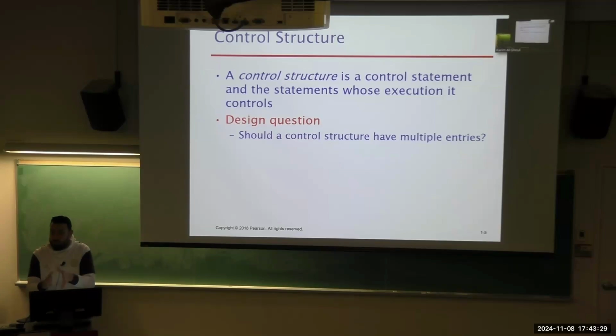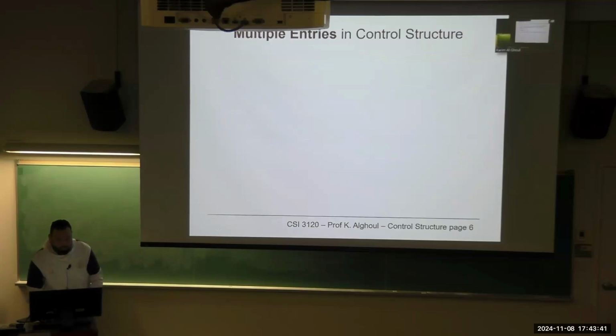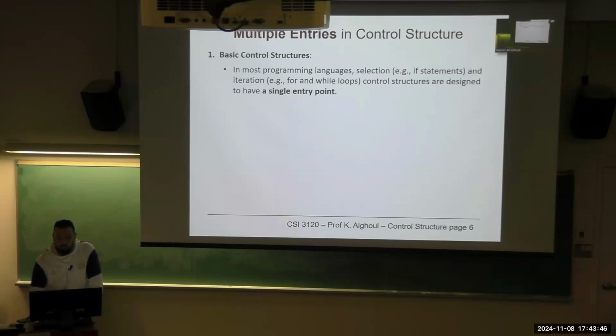Now we're going to talk. This was actually one of the main things. As you can see, lots of people don't even know that multiple entry exists, because it was proven to us that single entry is better. We're going to talk about it a bit. So what do we mean by that? Basic control structures in most programming languages, selection, the if statement, and iteration, which are the loops, are designed to have a single entry point.